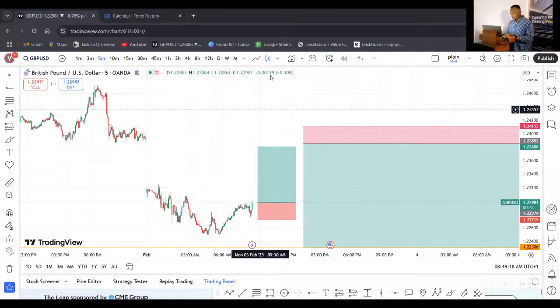So right now we're going to continue our analysis with the analysis on gold and then the yen basket and yen pairs.